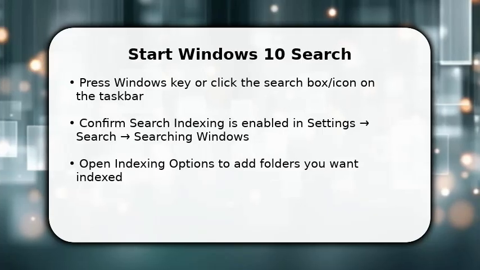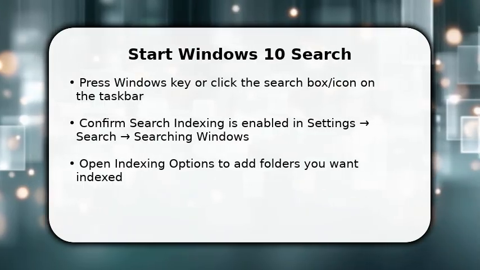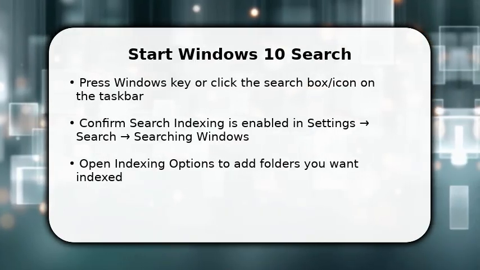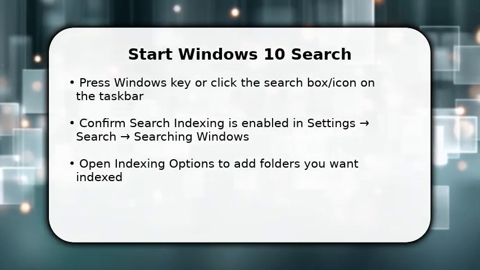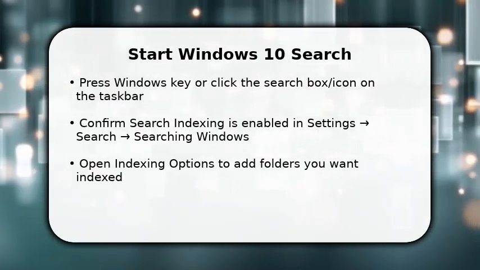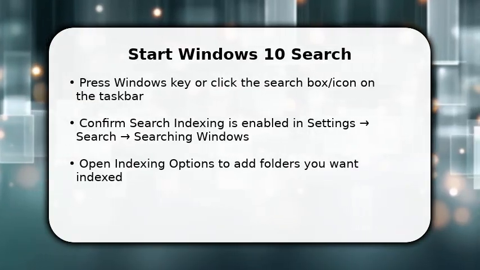Enjoy the video. You begin by opening the search interface. Press the Windows key or click the taskbar search box. Once done, check Settings, right arrow, Searching Windows to ensure indexing is on. This makes results fast. Make sure the folders you need are included by opening Indexing Options and adding locations like documents or your user folder.